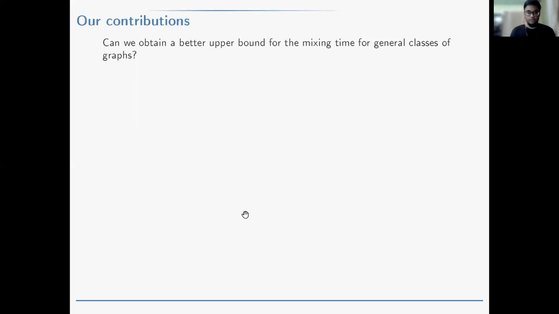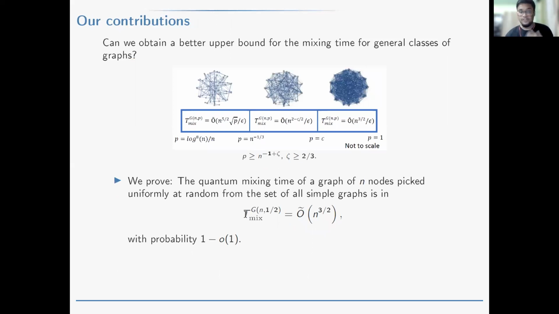So what we ask is, could we obtain a better upper bound for the quantum mixing time for general classes of graphs? We consider what are called Erdős-Renyi random graphs, which I'll explain. If you pick a graph uniformly at random from the set of all simple graphs, the quantum mixing time is in O tilde of n to the 3/2, with very high probability, a probability that goes to 1 as the number of nodes goes to infinity.